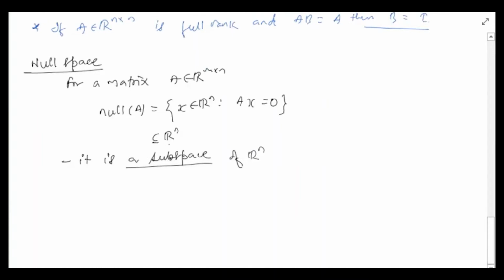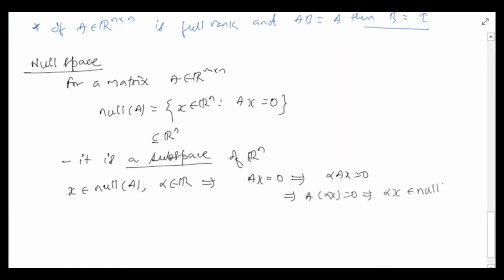Recall that to show that a subset of R^n is a subspace of R^n, we need to show two properties. One is if x is in null of A and alpha is a real number, then alpha times x should be in null of A. Let's verify this property. x being in null of A means A times x is equal to 0, which further implies that alpha Ax is equal to 0, and now using associativity we can see that A times alpha x is equal to 0, which says that alpha x is also in null of A.